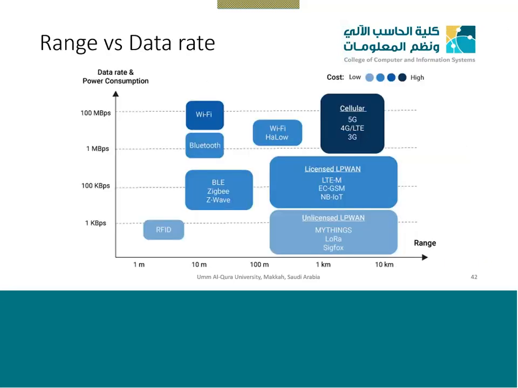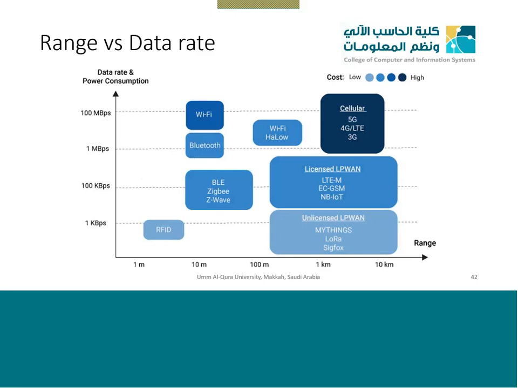So this is a graph of range versus power consumption. When you start building your IoT solution, the first thing that you have to keep in mind is what will be the expected or maximum data rate of my system, and what is the range in which I want it to operate. So Wi-Fi has a high data rate. The range is around 20 to 30 meters. Bluetooth has a 1 megabit data rate, not as fast as Wi-Fi, but it is low power.